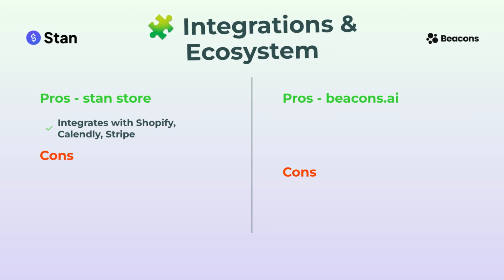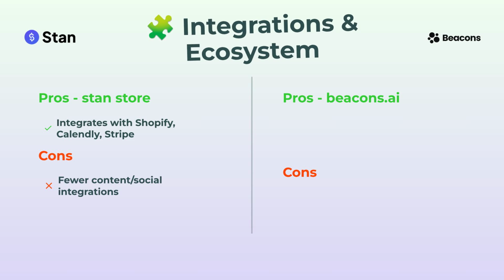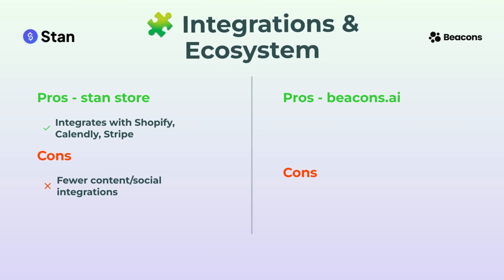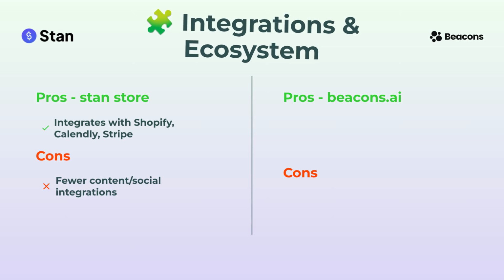On integrations and ecosystem, Stan Store stays focused. It links up with essentials like Shopify, Calendly, Stripe, which is great if your business revolves around selling. But when you look at content or social integrations, the list is, well, short.